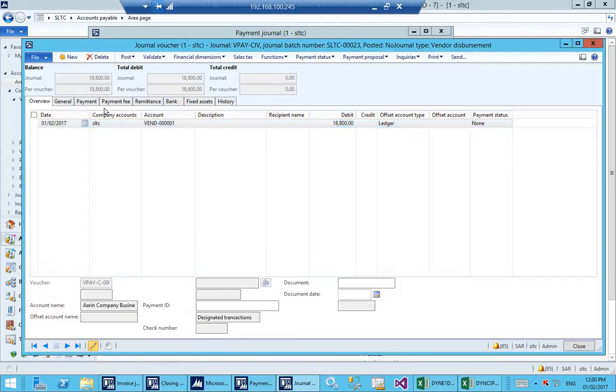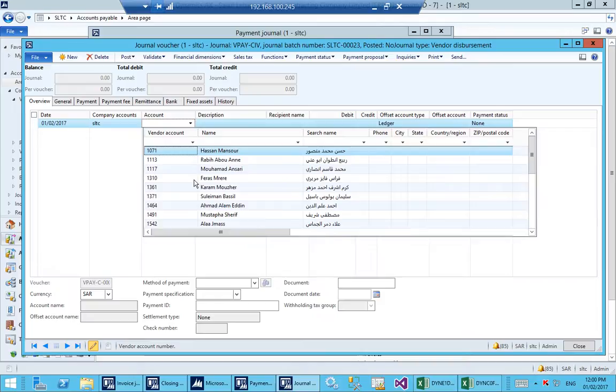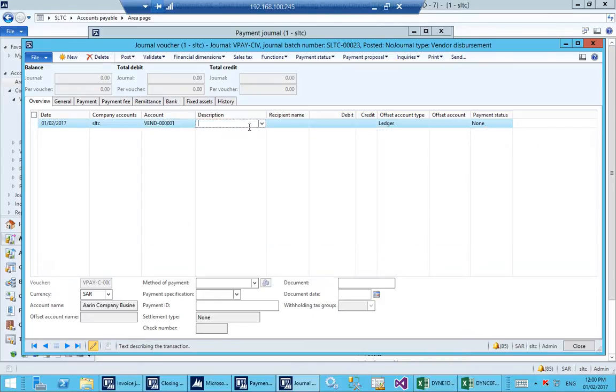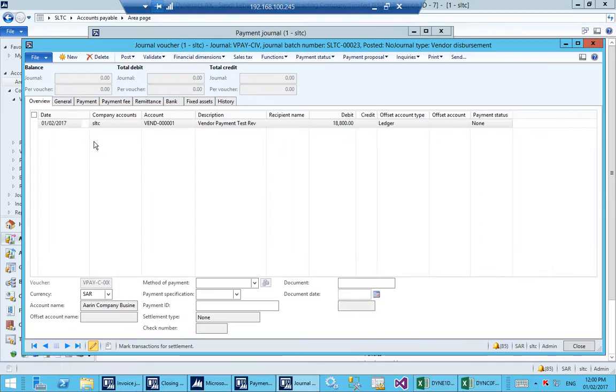Sorry, I need to. Yeah, it's okay, it's right. Sorry. So why did you delete? I think that is 1st of January. Sorry. Description: vendor payment test currency. Payment test revaluation. Okay. Function settlement. This one. Okay.